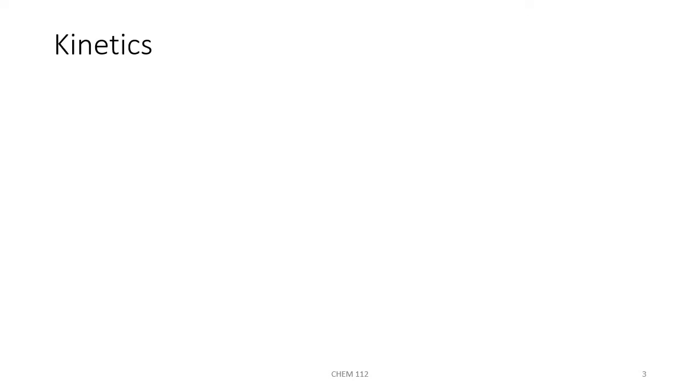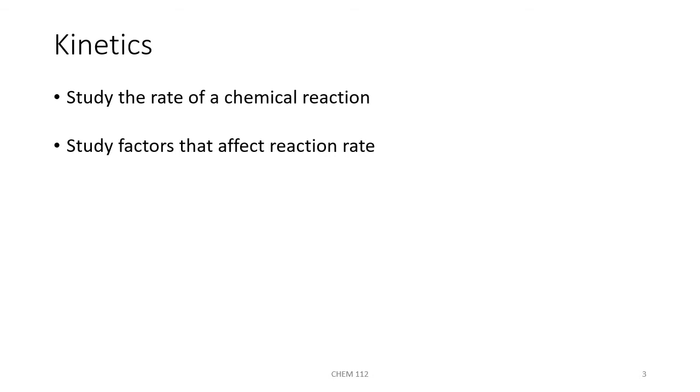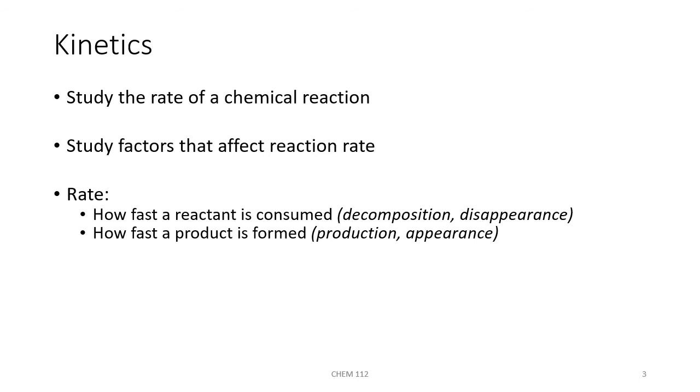When we're talking about chemical kinetics, what we're really talking about is the rate of a chemical reaction. In this chapter, we'll learn different ways that you can study and follow chemical reactions to determine their rate. We'll also look at different factors that will impact the rate of a reaction. When we're talking about rate, we're either talking about how fast a reactant goes away or is consumed. Some other terms that are used are decomposition or disappearance, or how fast a product is made, or how fast it's formed. So that could mean production or appearance of a product.